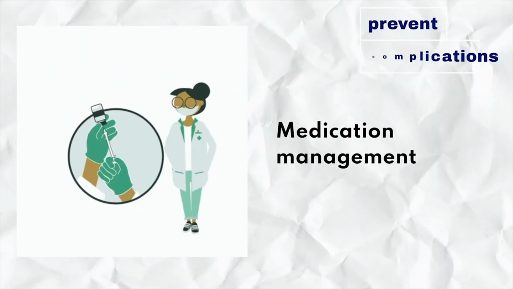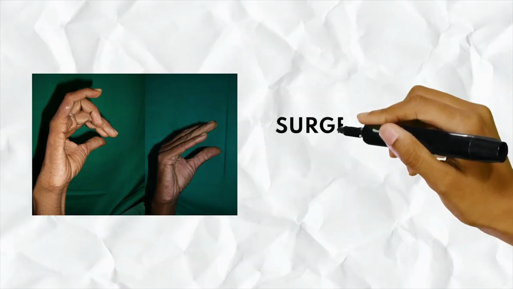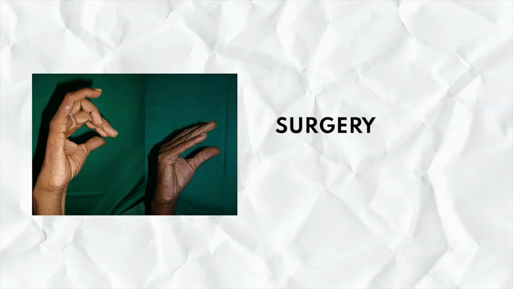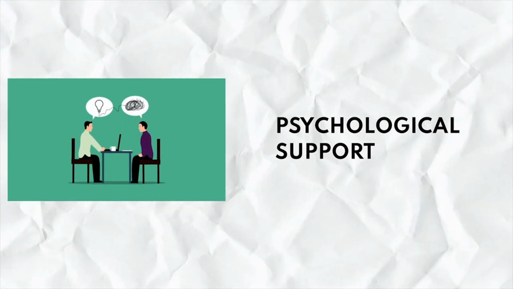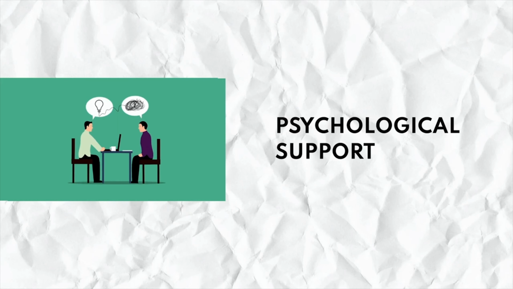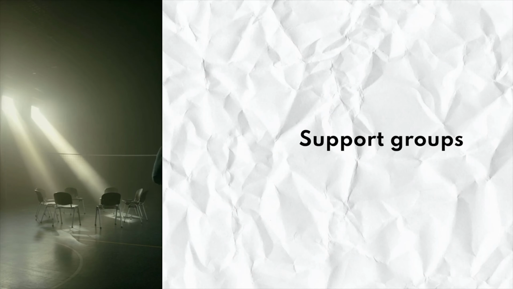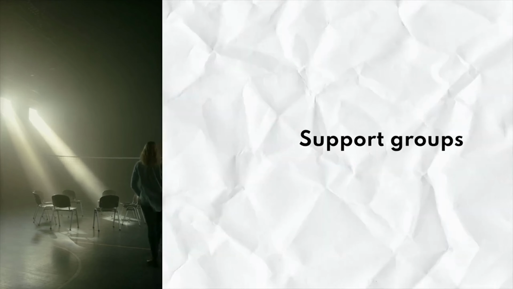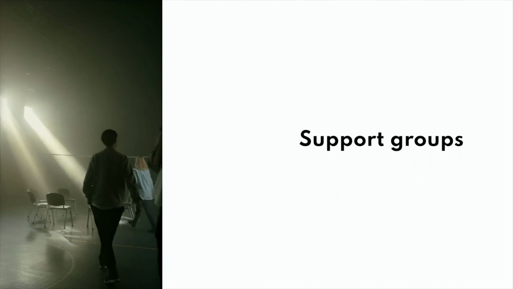Medication management. Medications can help manage symptoms of the disease, prevent complications, and slow down the progression of the disease. Surgery. Reconstructive surgery in leprosy or elephantiasis to improve mobility. Psychological support. Patients with chronic diseases or disability may experience emotional distress, anxiety, or depression. Psychological support can help patients cope with their illness and improve their quality of life. Support groups. Support groups can provide patients with a sense of community and peer support, as well as valuable information and coping strategies.